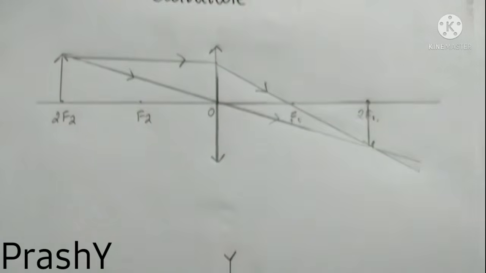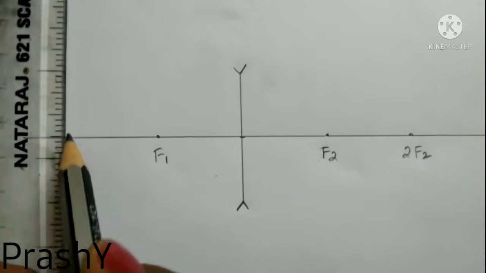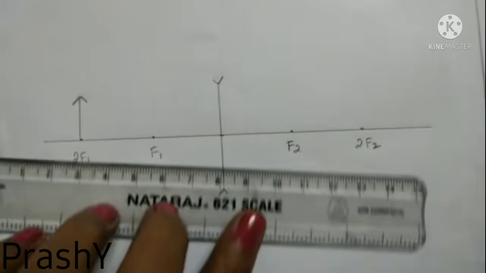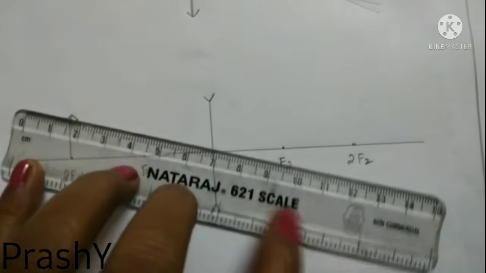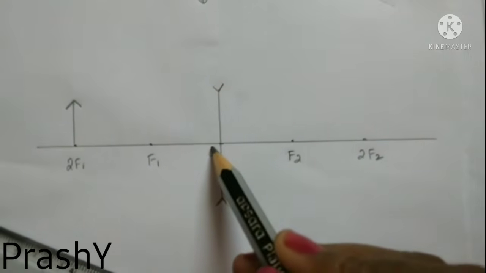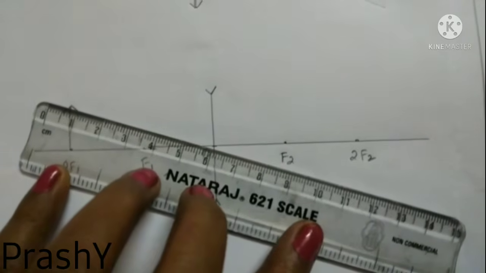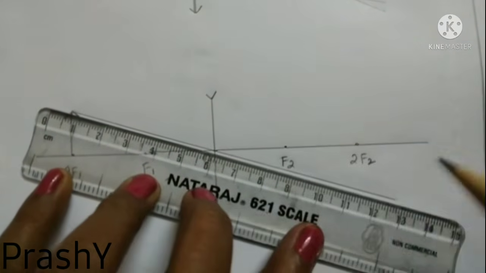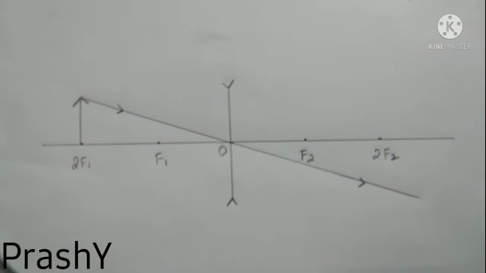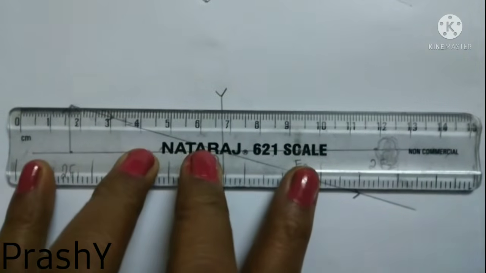Let us see the image for the concave lens. So I am placing the object at 2F1 on a concave lens. I will take the same two rays. A ray which is passing through the optic center. This is my optic center. A ray passing through the optic center always proceeds undeviated. So this is my incident ray and this is my refracted ray. Another ray I am taking is parallel to the principal axis.